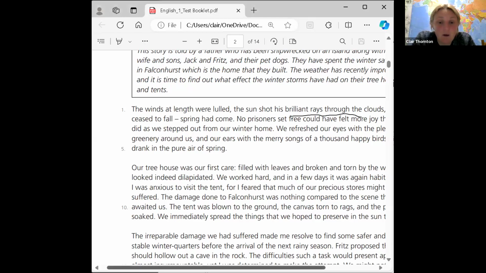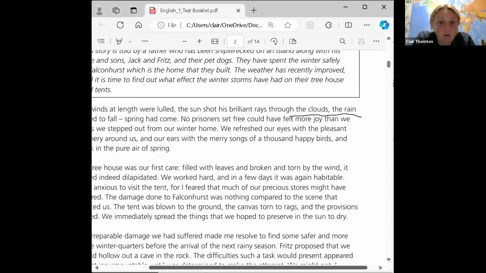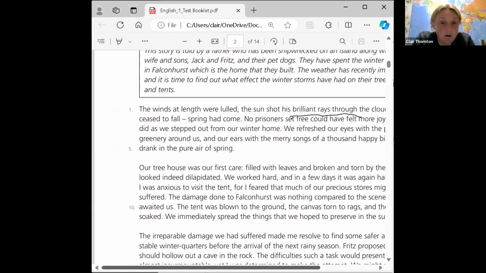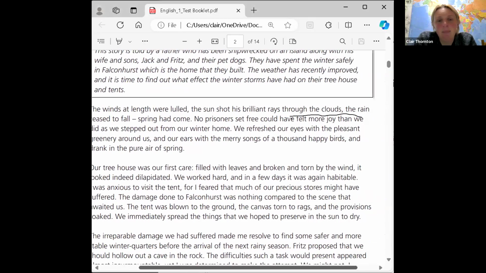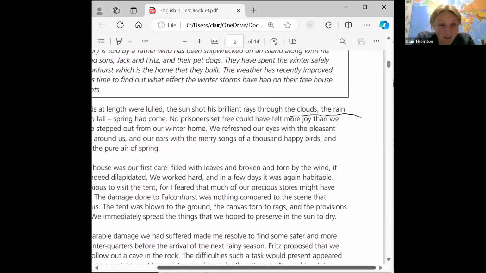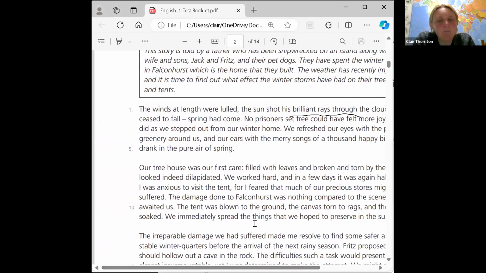Okay, now, if you think about it, I will now have read up to spring had come. Okay, and therefore I've read the first part already. So what I tell my students to do is to then go to where they've done it.